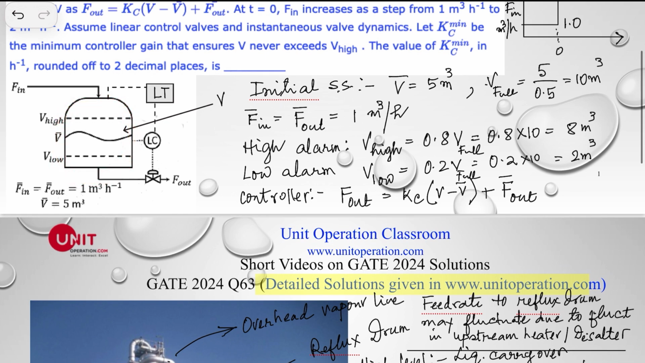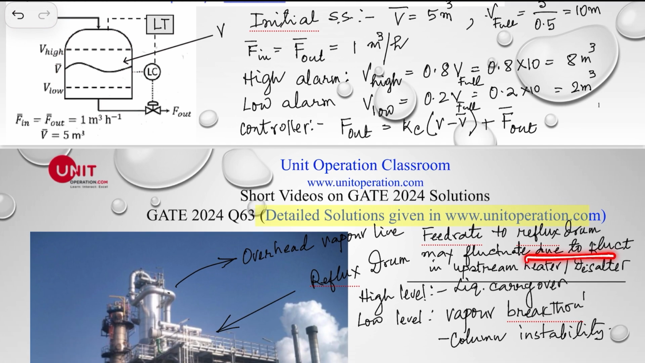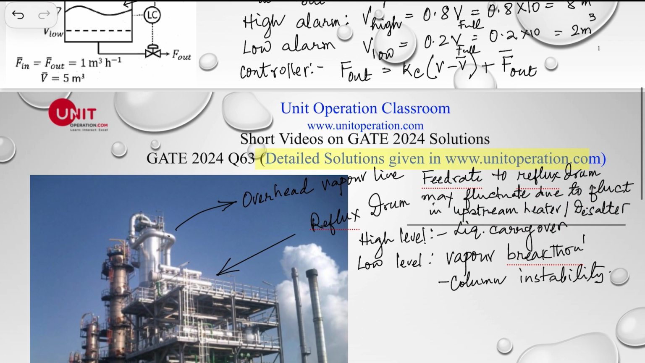The surge drum level may fluctuate due to fluctuation in the upstream heater or the desalter. So upstream, in the feed flow rate, according to the heater disturbances or the desalter disturbances, the corresponding vapor flow rate here and the corresponding level in the surge drum may change.